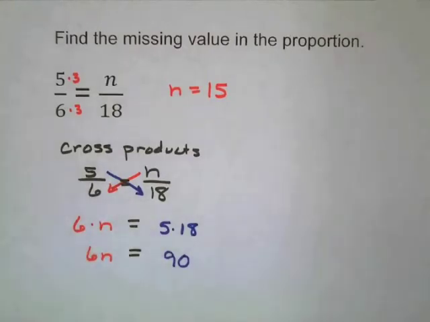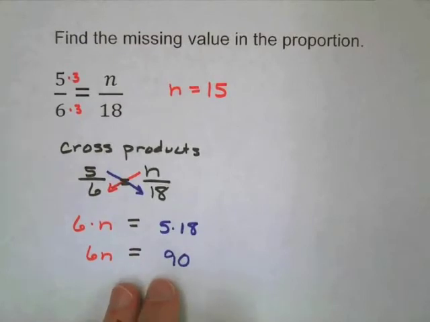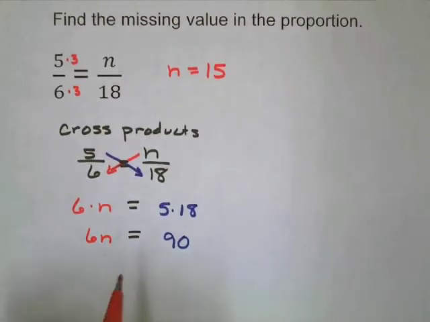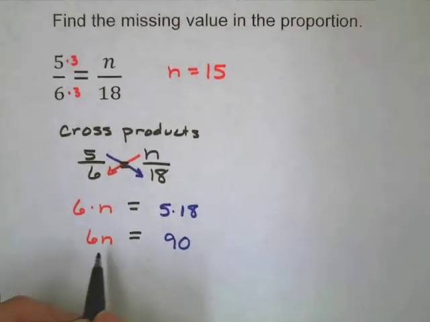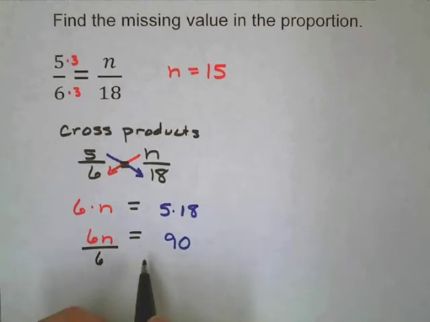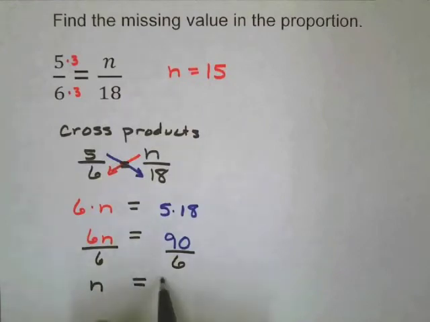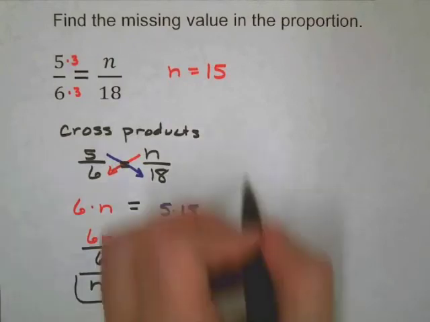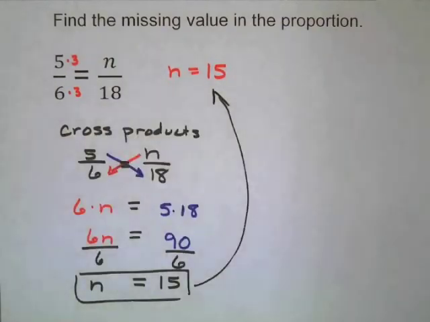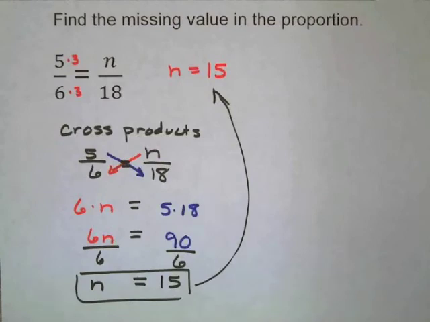And 6n equaling 90. Well, I want to get n by itself. So I'm going to do the inverse operation, and the inverse of multiplication is division. So I'm going to divide by 6. And I want to keep this in balance, so I'm going to do it to both sides. I'm left with n over here. And 90 divided by 6 is 15. Which is the same thing that I came up with there. So two different methods to find that.